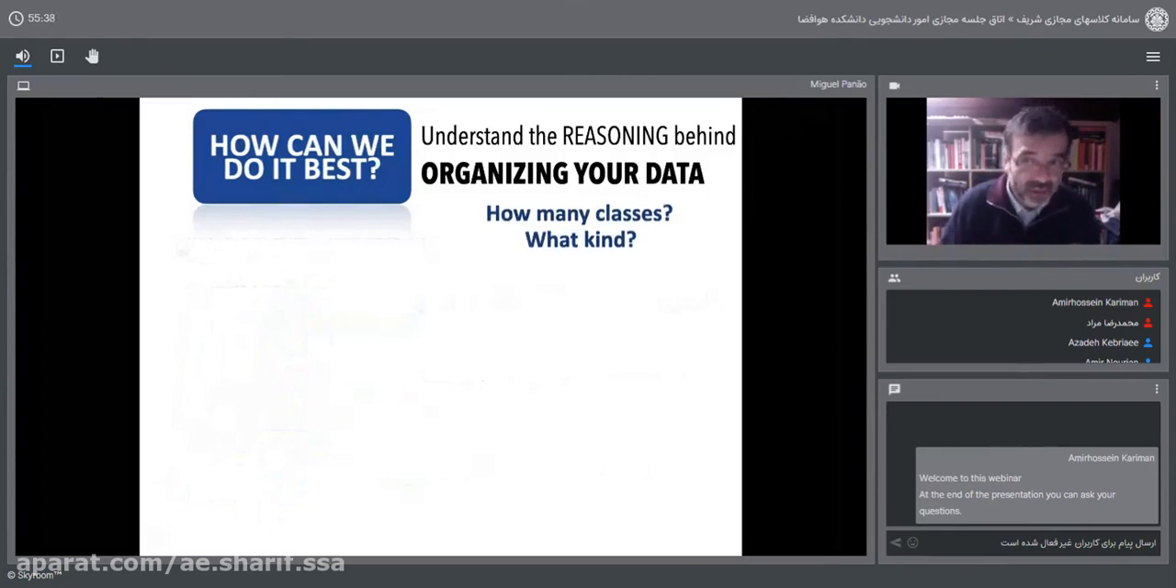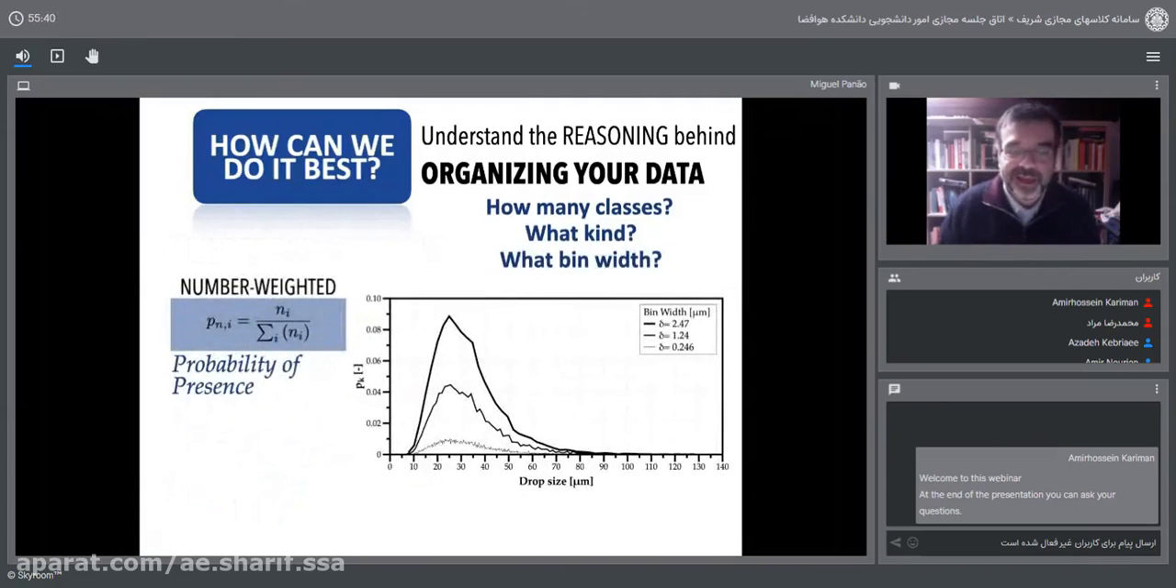And the third and final question, that's going to answer a little bit what I talked about in the beginning, is what should be the bin width. Now, in terms of language, we are not speaking of probability of occurrence, but of probability of presence, which is closer to quantum mechanics, right? And if you change the bin width, it means that you have more classes.